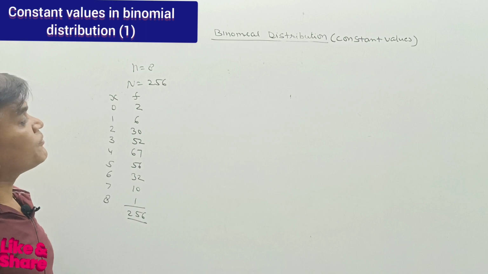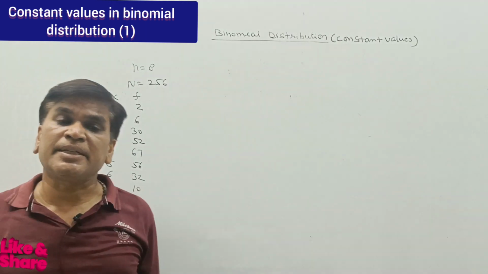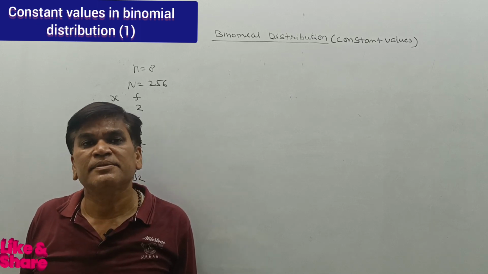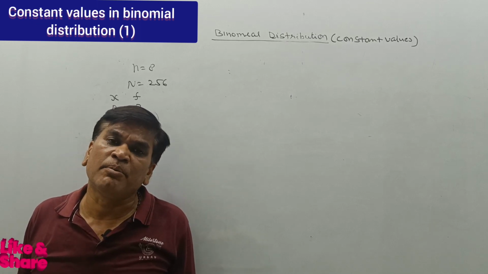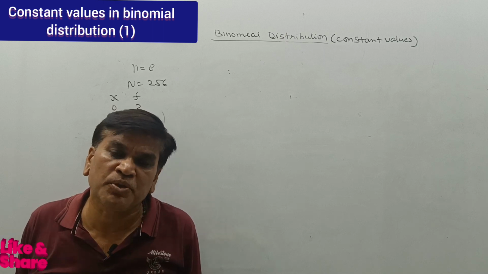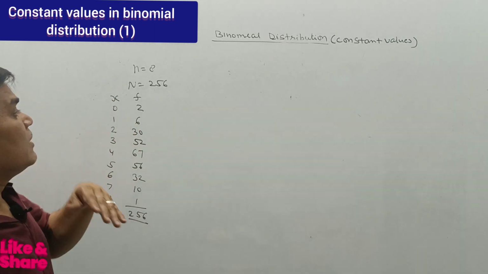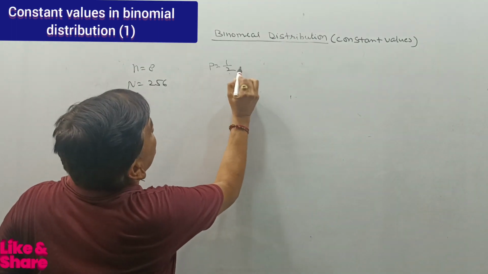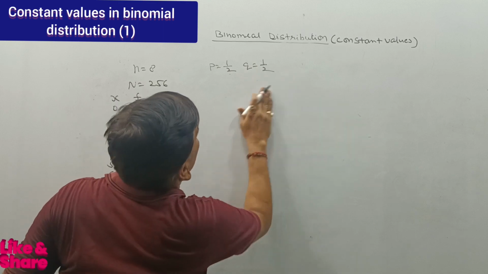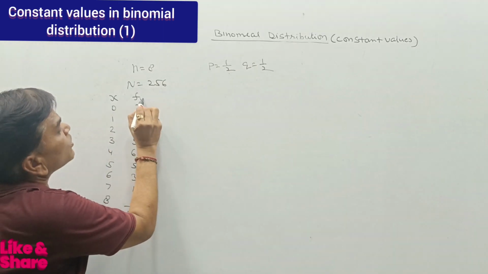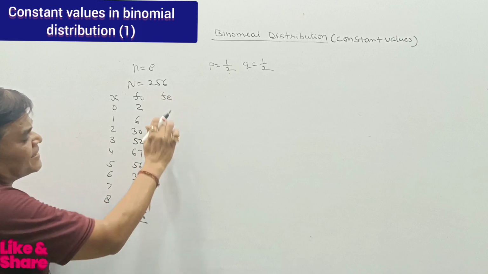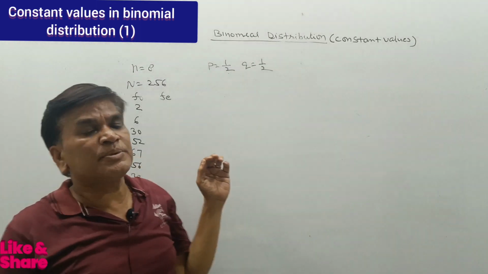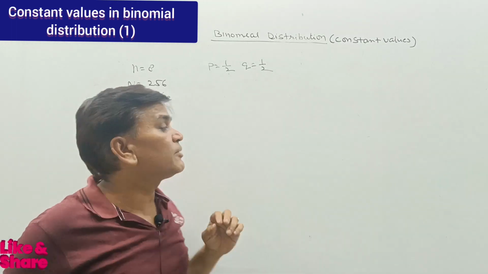Now we have to calculate first the arithmetic mean, then the standard deviation, then the variance, and then the moment coefficient of skewness and kurtosis. So first, the arithmetic mean. In a coin, getting a head is 1 by 2 and getting a tail is 1 by 2. This is the original frequency, and we have to calculate the estimated frequency. First we calculate the constant values of the binomial distribution. First I am calculating the arithmetic mean.